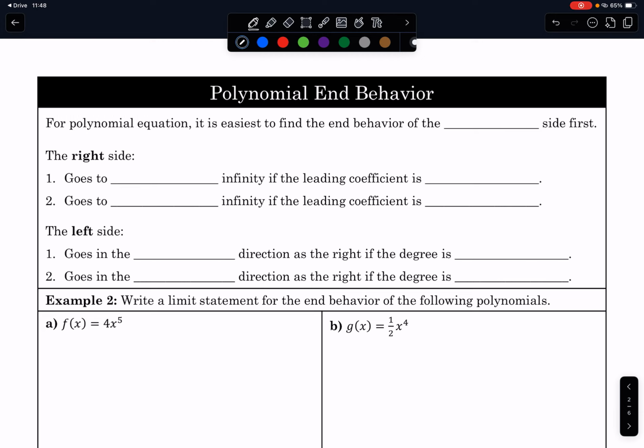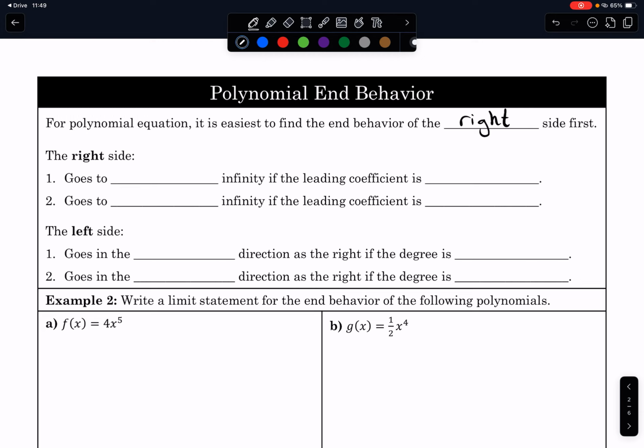Now, in order to determine the end behaviors of a polynomial function without the actual graph, we're going to use what's called the leading coefficient test. So we use the leading term, the term with the highest degree, and see what the leading coefficient is and what the degree is to determine the end behaviors. Now, the polynomial function, so let me write this down. The easiest way to find the end behaviors is on the right side first, okay?